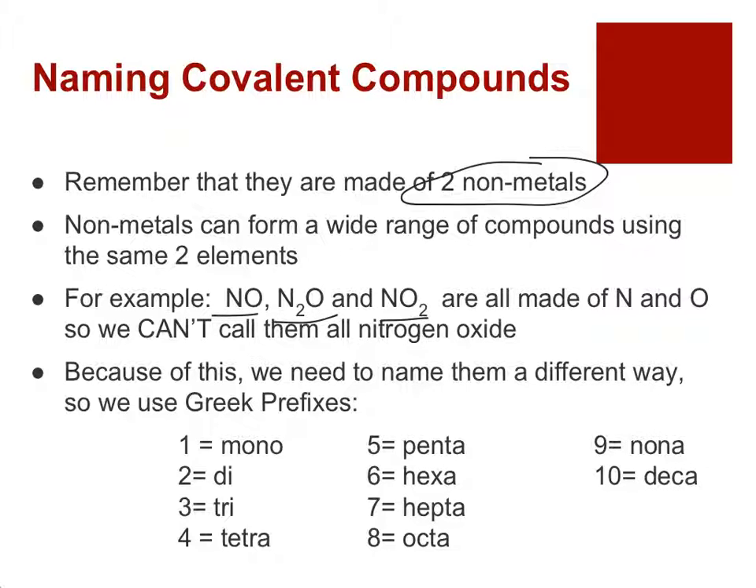Now they're all made of nitrogen and oxygen, meaning that we can't call them all nitrogen oxide because it doesn't distinguish which one we're talking about. Because of this, we use Greek prefixes to name covalent compounds. So you should know the Greek prefixes all the way up to 10, although pretty typically we don't use much more than 6. So 1 is mono, 2 is di, 3 tri, 4 tetra, 5 penta, 6 hexa, 7 hepta, 8 octa, 9 nona, and 10 deca.